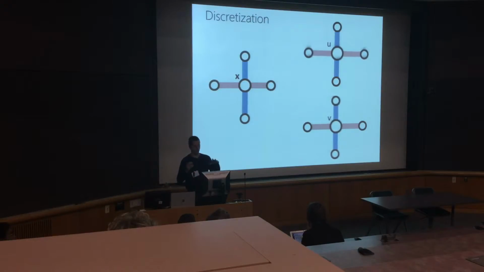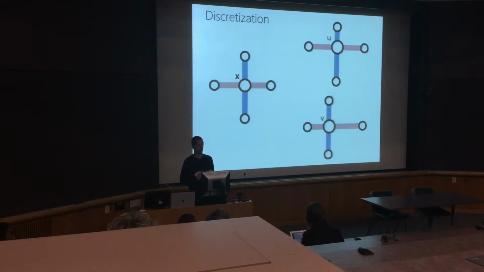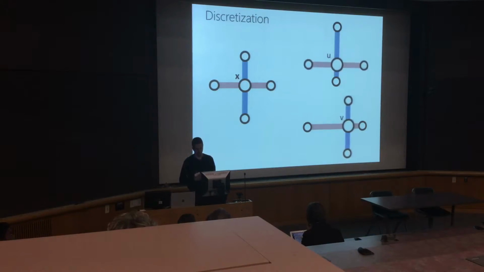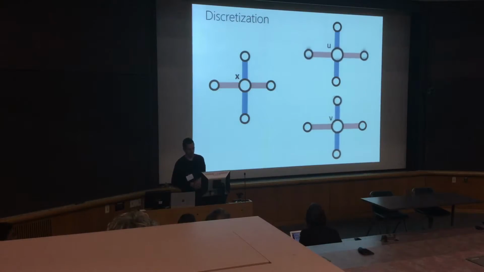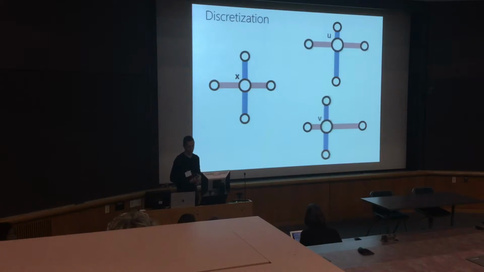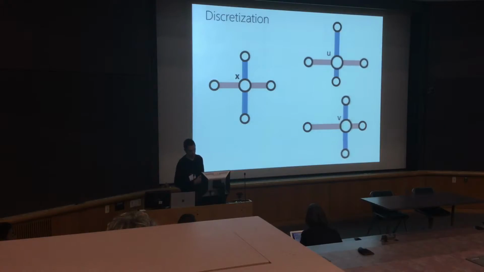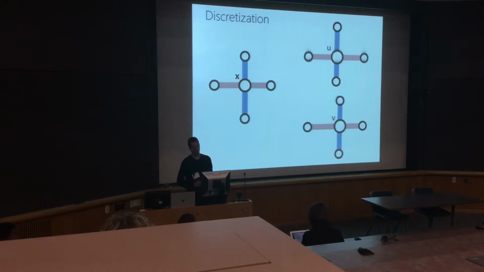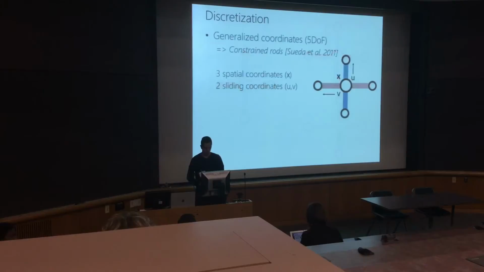So this discretization is enough to capture all the interesting deformation modes in the fabric. As we'll see later, it's a much more compact representation, a reduced model. And it avoids running collision detection and resolution altogether. So in the end, we have generalized coordinates. Each contact node has 5 degrees of freedom: 3 spatial coordinates, 2 sliding coordinates. This is based on the great work of Sueda and collaborators in 2011 on constrained rods.